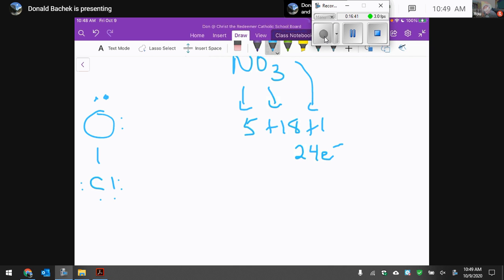Now, we're going to draw a skeleton structure. So step 1, add up electrons, draw a skeleton structure. Make sure you connect the outside atoms to the inside. 1, 2, 3, 4, 5, 6. We are going to complete the octet for the outside ones.